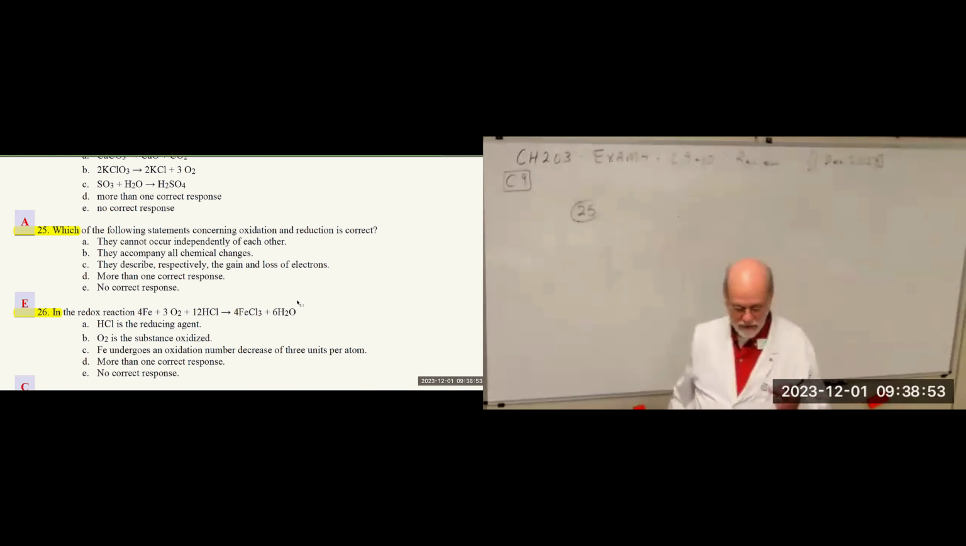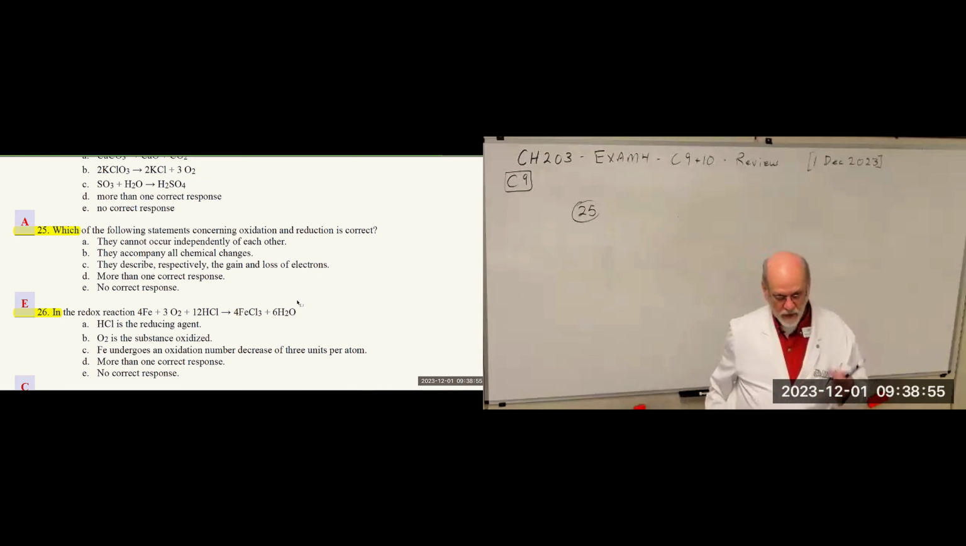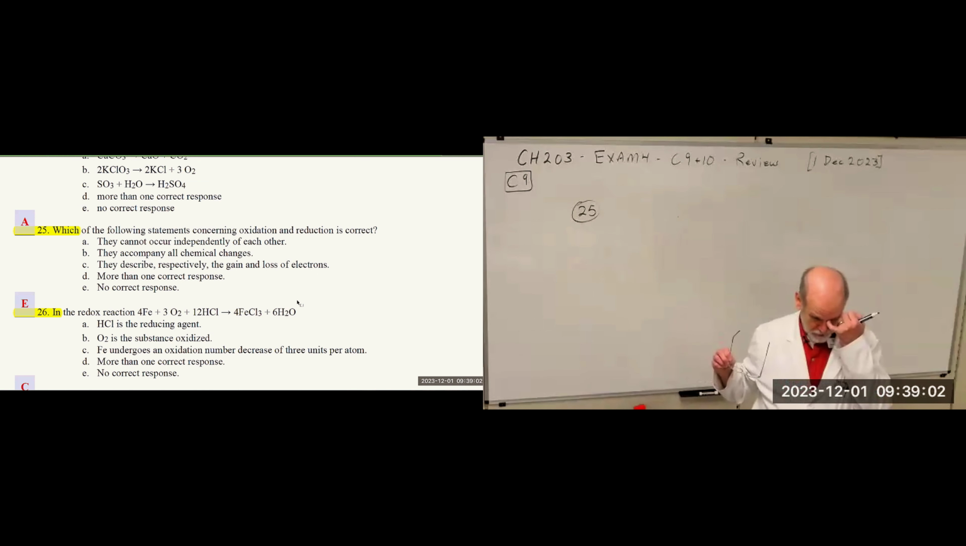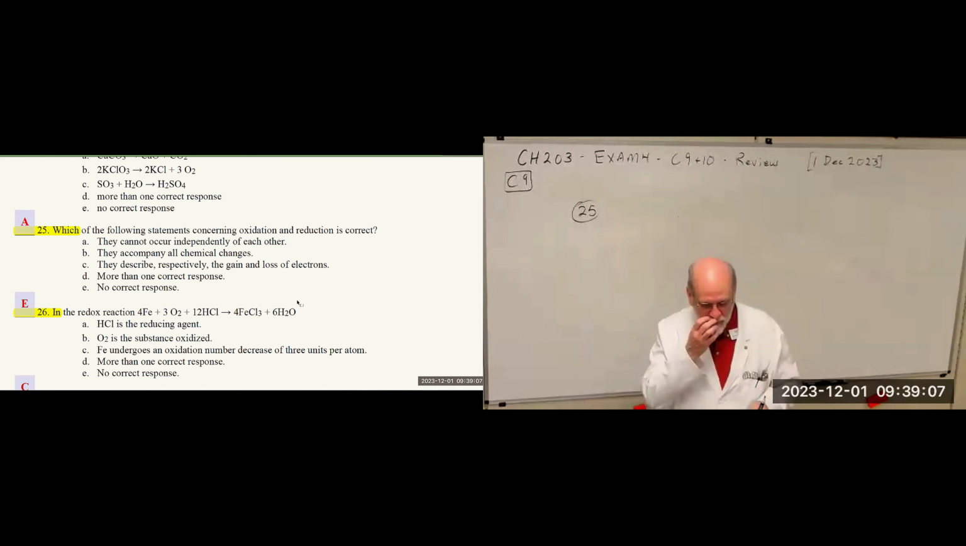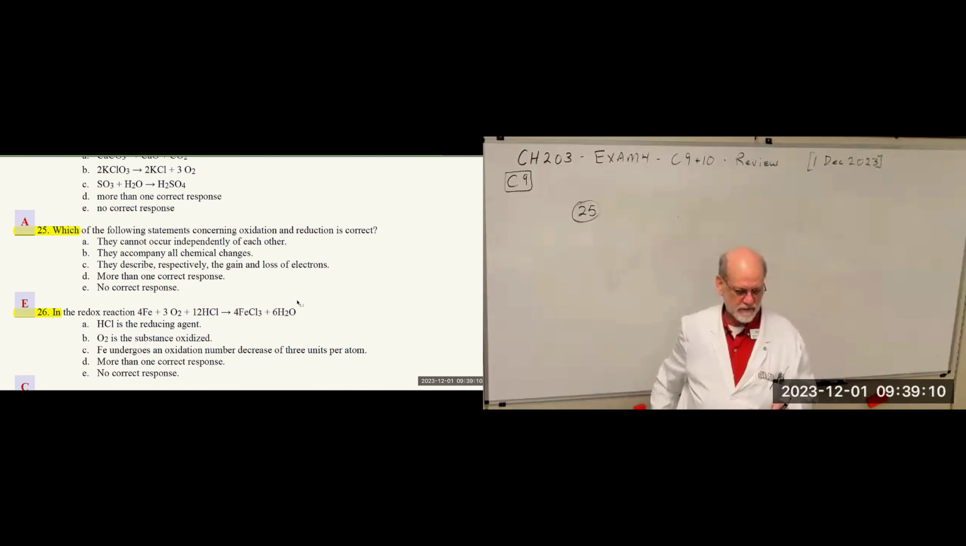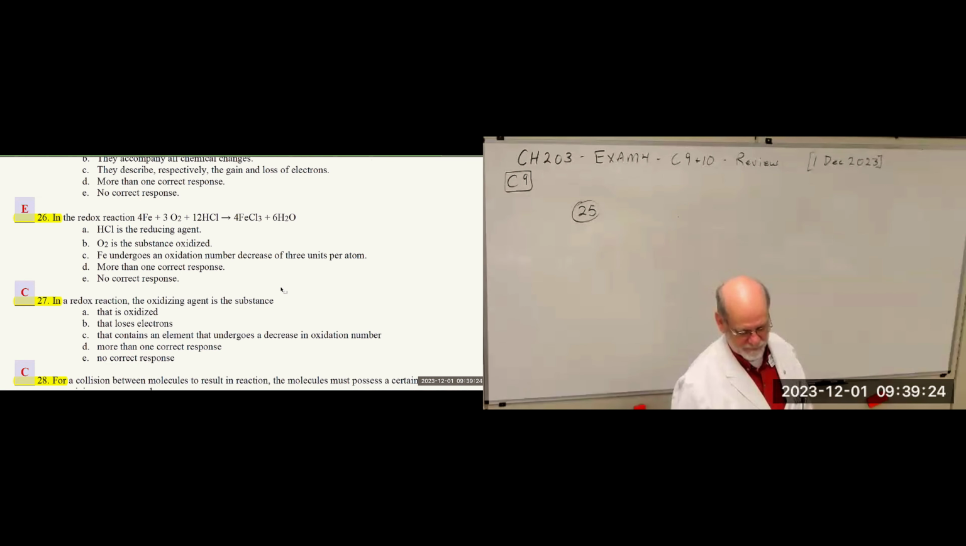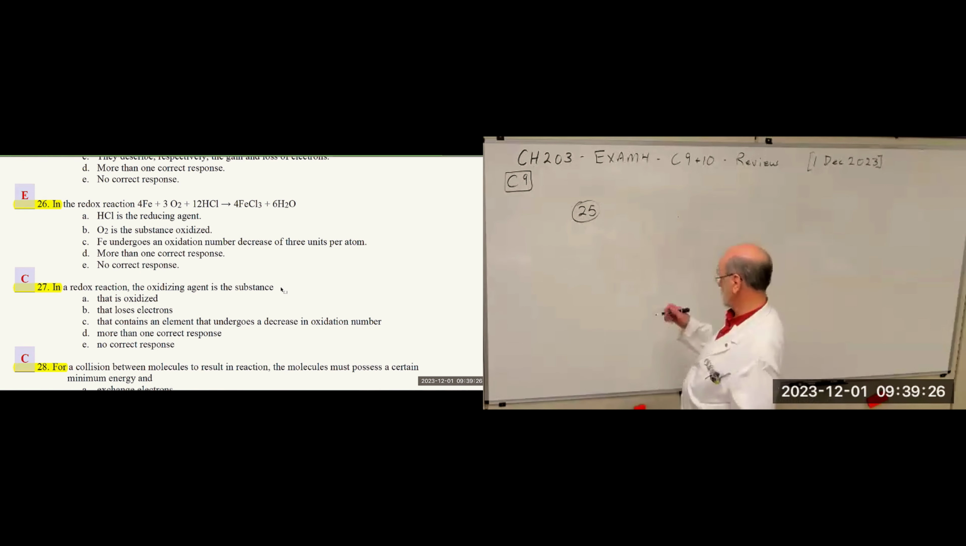Yeah, that's true. When you have oxidation, you always have reduction. How about B? They accompany all chemical changes. We just showed that wasn't true. So B is false. They describe respectively the gain and loss of electrons. Oxidation is the loss, so that's reversed. It should be they respectively describe the loss and the gain. All right, so C is false. That means A is the only true one in there. 26.